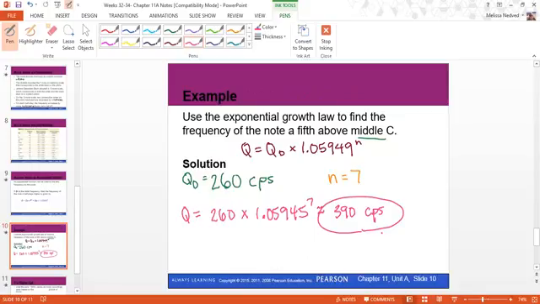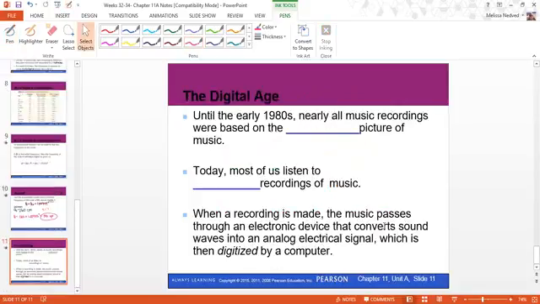The last thing we want to talk about in terms of music is the changes in music as we now enter what we've called the digital age. Until the early 1980s, nearly all music recordings were based on the analog picture of music. Today, most of us listen to digital recordings of music. When a recording is made, the music passes through an electronic device that converts sound waves into an analog electrical signal, which is then digitized by a computer.